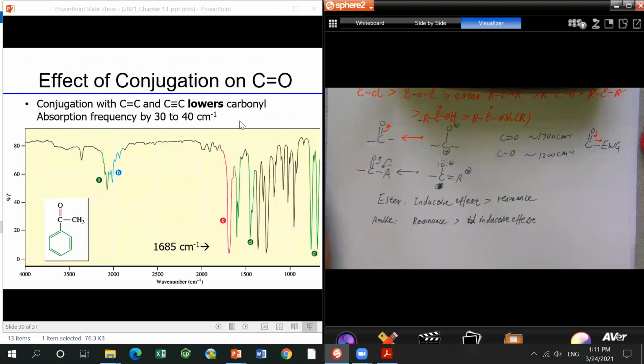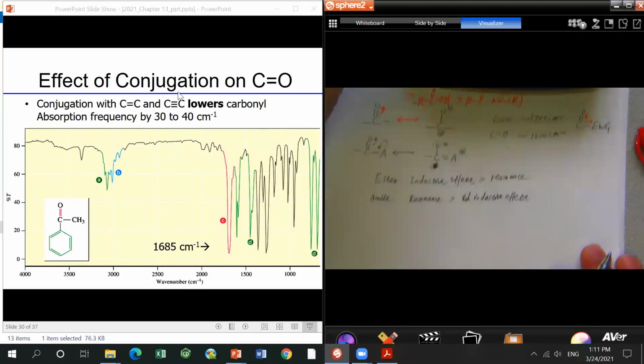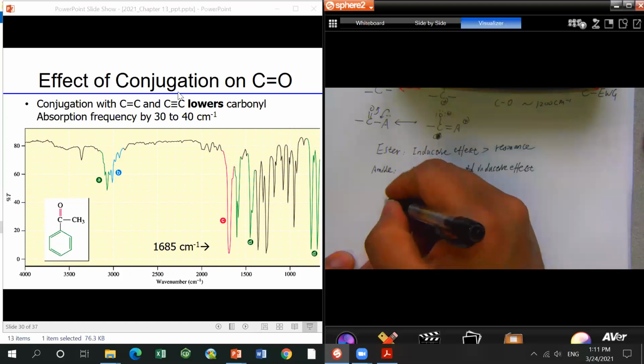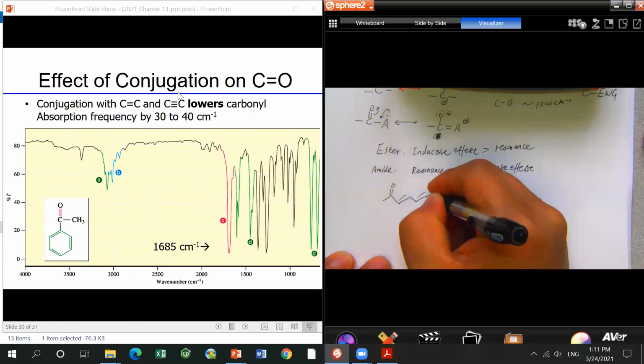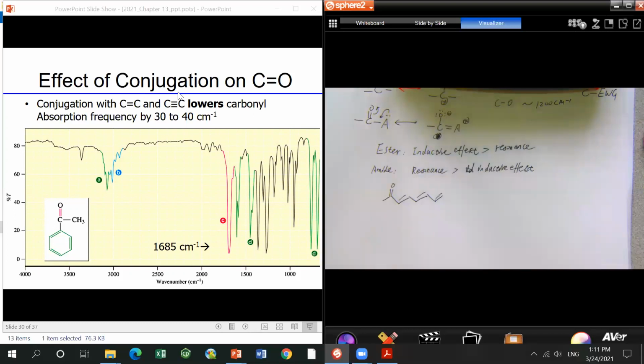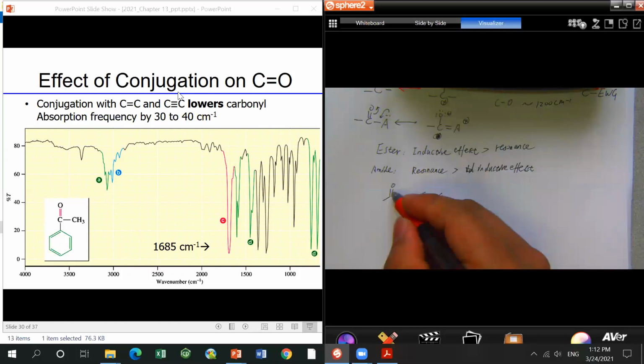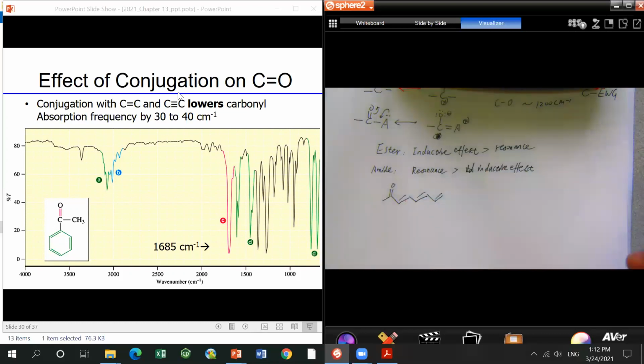And then the fourth effect is about conjugation. That's actually pretty close to the resonance effect. If a C=O double bond is conjugated with some pi bond, this pi bond can be an alkene or maybe an aromatic ring. That's a conjugation. Remember we learned double bond, single bond, double bond, single bond, alternating. Then the carbonyl IR stretching will be much lower than 1700.